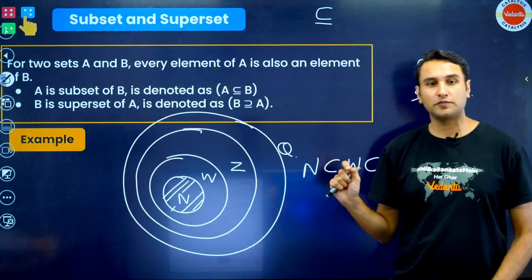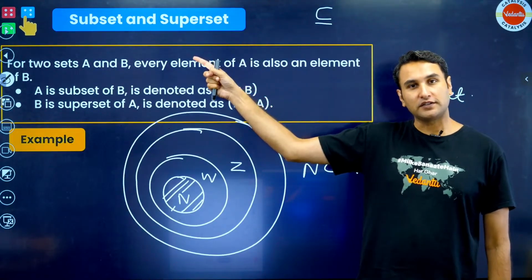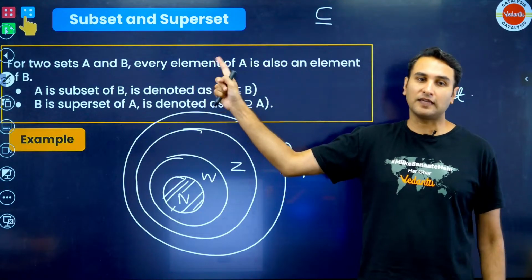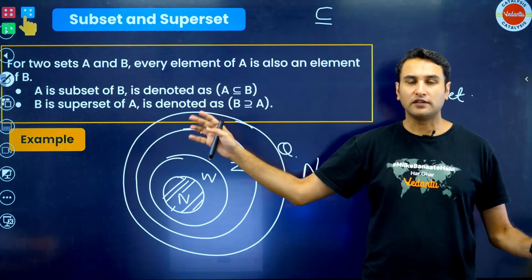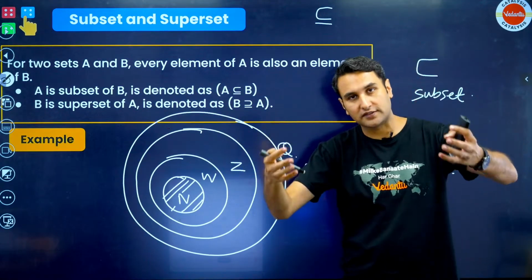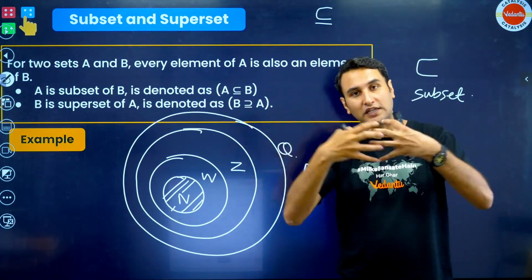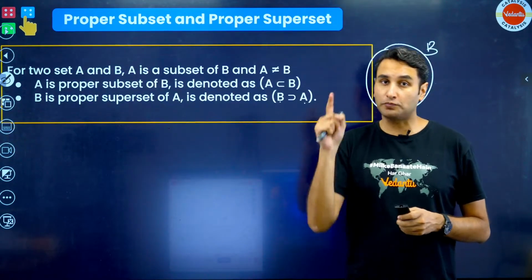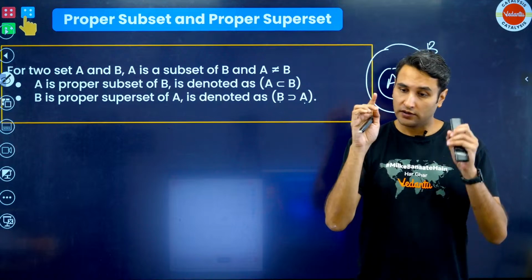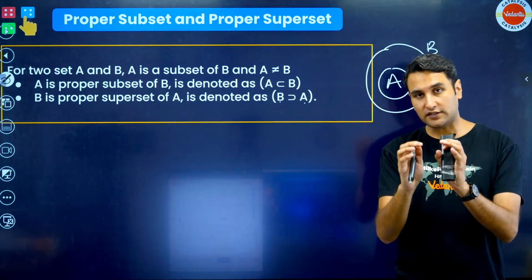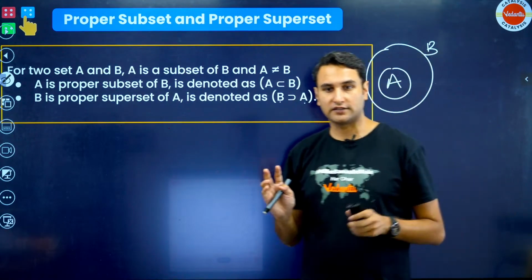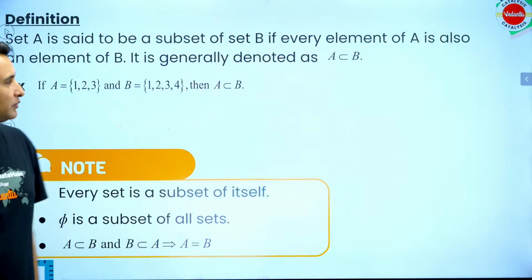So the only difference between subset and proper subset is that when you say it's a subset only, then you are giving allowance to the sets to be equal to each other as well. When you say no, it's a proper subset, then you are saying, dude, this set is definitely inside the bigger set, it can't be equal to it in any case. Clear? So this is simple.